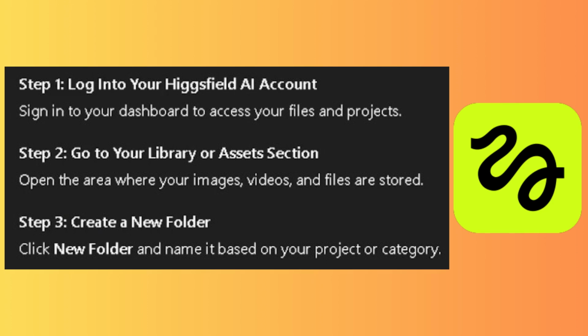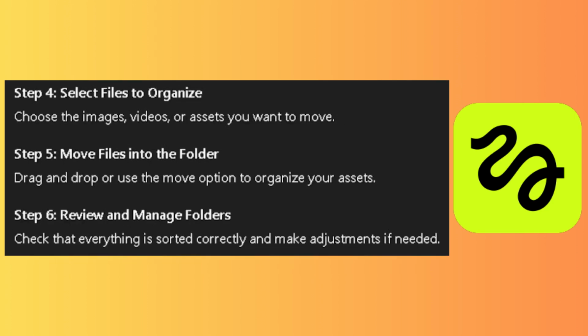Higgsfield AI. Create a new folder, click new folder and name it based on your project or category that you are working on. Select files to organize. Choose the images, videos or assets you would like to move into the folder you have just created.